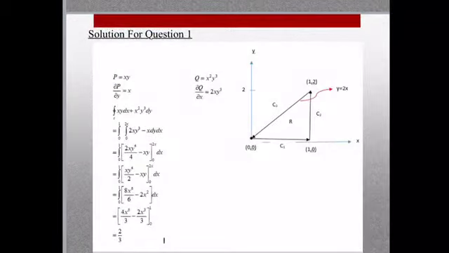So, the solution for question 1. First of all, we must identify which one is P and which one is Q. P is xy and Q is x squared y cubed. Then, differentiating P with respect to y will give us x, and differentiating Q with respect to x will give us 2xy cubed.